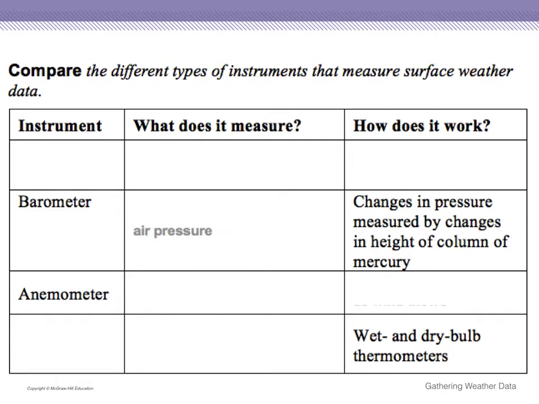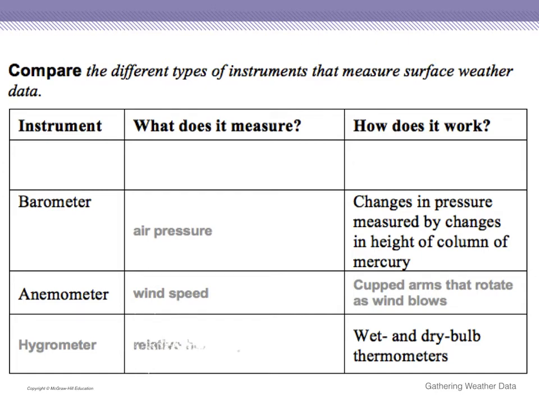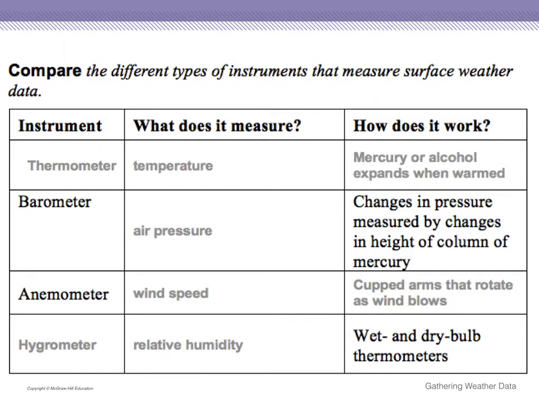The next one that's listed is an anemometer, and an anemometer measures wind speed. And how does it work? It uses cupped arms that rotate as the wind blows and gives you the speed of the wind. A hygrometer uses wet and dry bulb thermometers and compares their temperature to give you the relative humidity. Now, the only one that's left that we mentioned on the previous slide was a thermometer, which measures temperature. And how does it work? There's either mercury or alcohol expanding when it's warmed, and that is how they get the temperature.